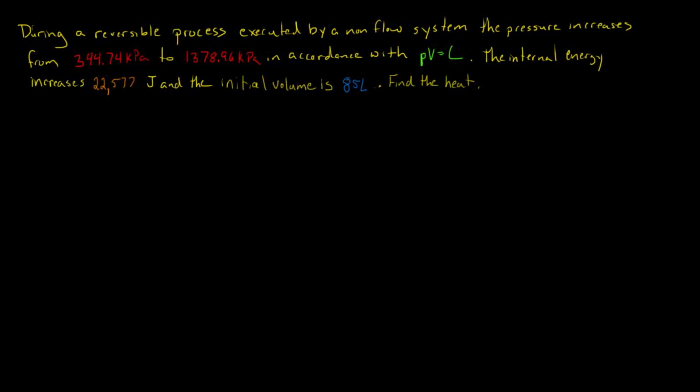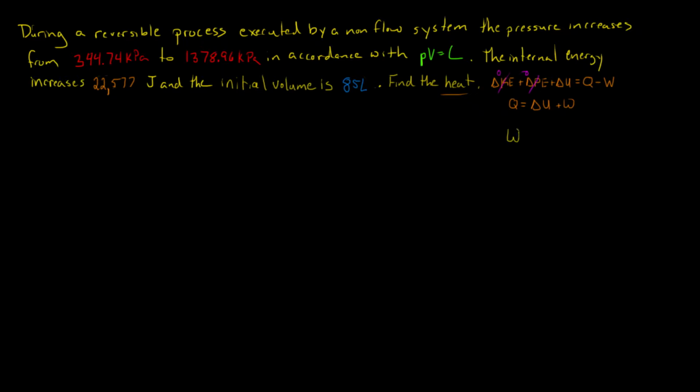Now, in order to do this, a good place to start would be our energy balance equation. Our energy balance equation says that our change in kinetic energy plus our change in potential energy plus our change in internal energy is equal to Q, which is what we're looking for, the heat into or out of the system, minus the work done by our system. In this example, the change in kinetic energy and potential energy is 0. So we can rewrite this equation as Q is equal to our change in internal energy plus the work done by the system.